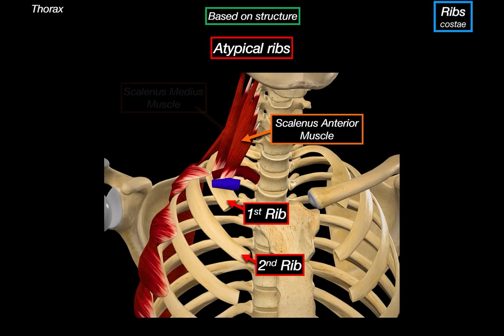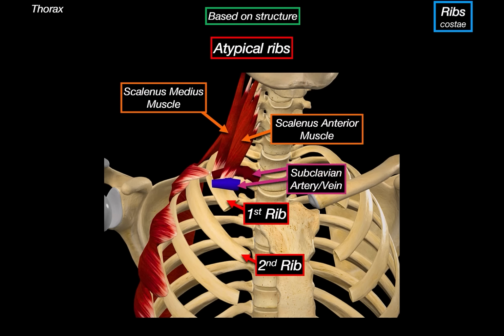Just behind this is the scalenus medius muscle, which attaches to the posterior portion of the rib's upper surface. These two muscles create a space between them, and that's where we can find the subclavian artery. The subclavian vein lies anteriorly. This relationship is clinically important, especially when performing a central venous access or evaluating thoracic outlet syndrome.